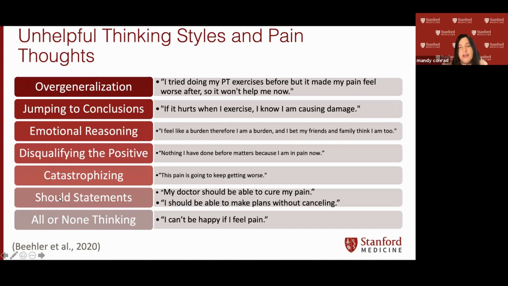Should statements, I'll skip down to here, like my doctor should be able to cure my pain, or I should be able to make plans without canceling. It's like holding yourself or others to expectations. All or nothing, like I can't, is looking at things in extremes. I can't be happy if I feel pain, when in fact, some people can feel happiness even if they're in pain.